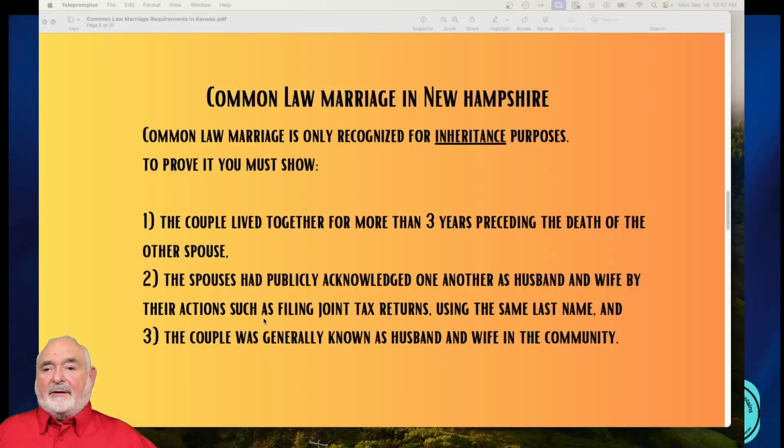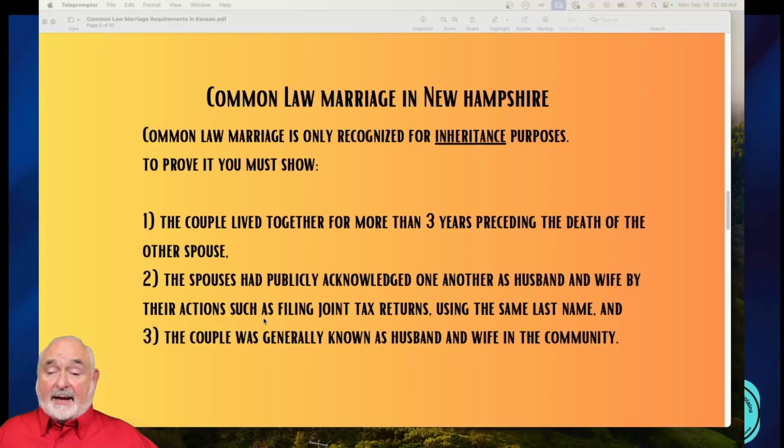When we get to New Hampshire, though, things change just a little bit. Common law marriage is only recognized in New Hampshire for inheritance purposes. So, if you go to get health insurance on the basis of your spouse, you have to have a marriage license to prove that you are a spouse. You can't do it on the basis of common law marriage. And for inheritance purposes, you have to show that the couple lived together for more than 3 years preceding the death of the other spouse. The spouses had publicly acknowledged one another as husband and wife by their actions, like filing joint tax returns, using the same last name, that sort of thing. And the couple was generally known as husband and wife in the community.